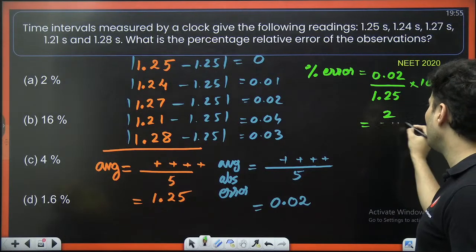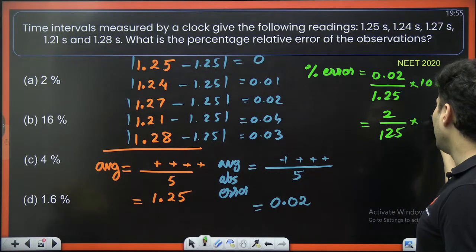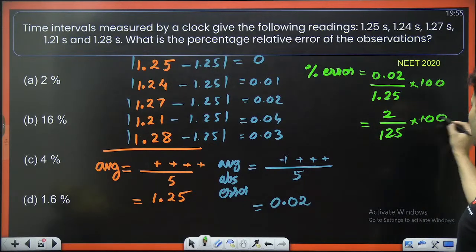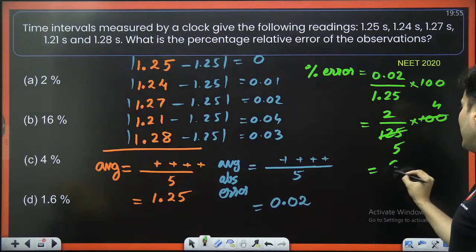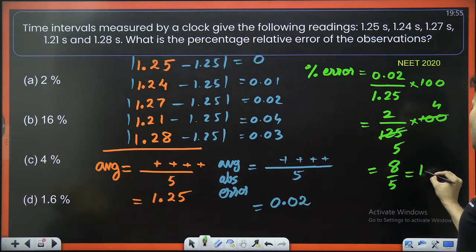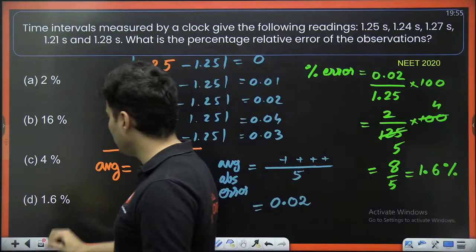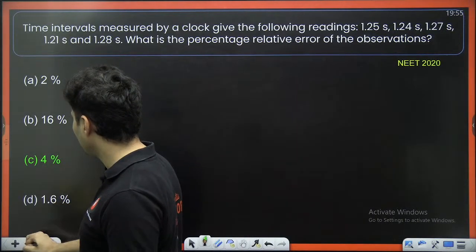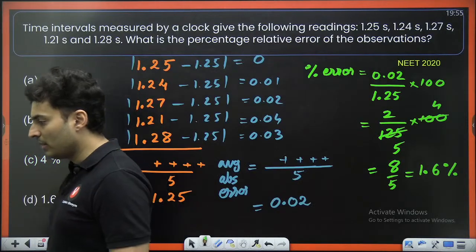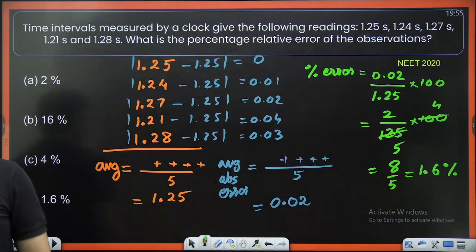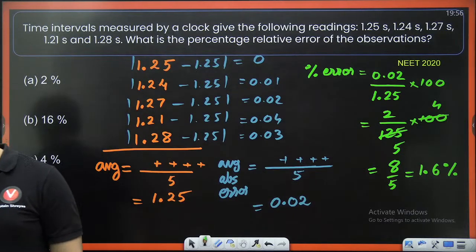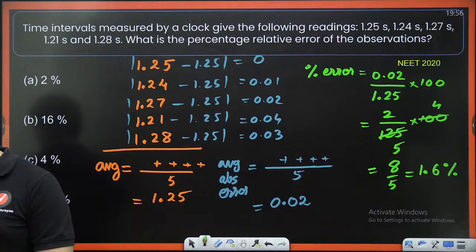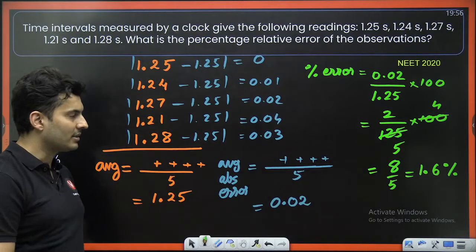Shift the decimals, it will be 2 by 125 and into 100. You can divide this by 25 4 times, divide by 25 5 times. So it will be 8 by 5, which is 1.6%. Just check this out. I think the answer given over here is wrong. It is D, 1.6%. Okay. Very good. No, Suresh, it is not A. It is 1.6%.